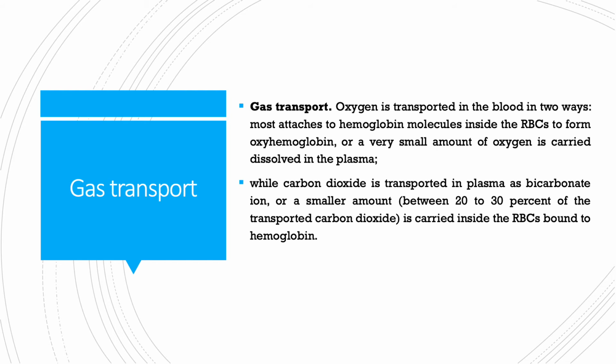Now gas transport. Gas is transported in the blood in two ways. Most oxygen is attached to hemoglobin molecules inside the RBCs to form oxyhemoglobin, or a very small amount of oxygen is carried dissolved in the plasma, while carbon dioxide is transported in plasma as bicarbonate ion, or a small amount, 20 to 30% of the transported carbon dioxide, is carried inside the RBC bound to hemoglobin.